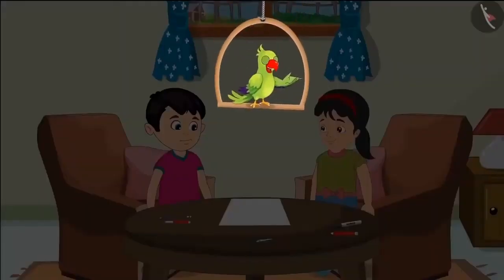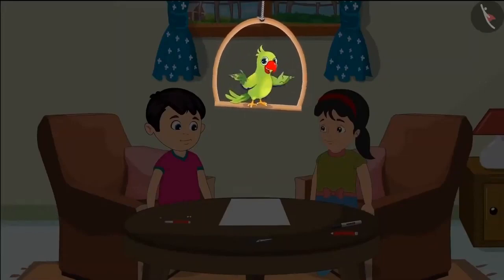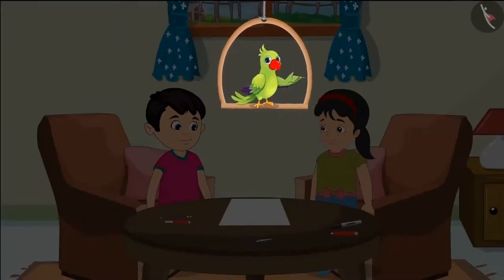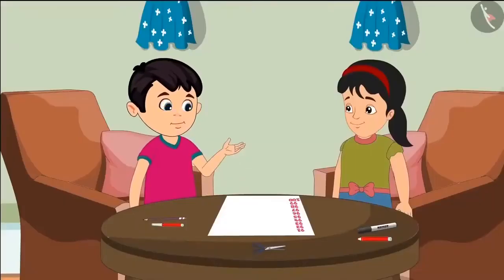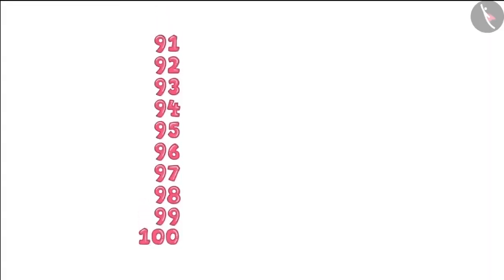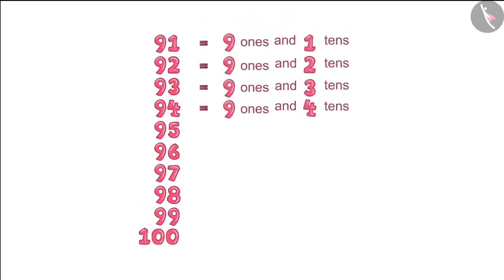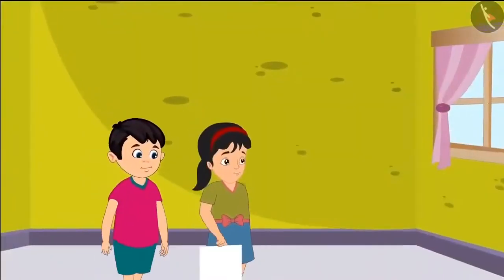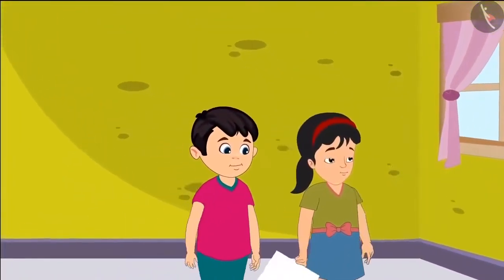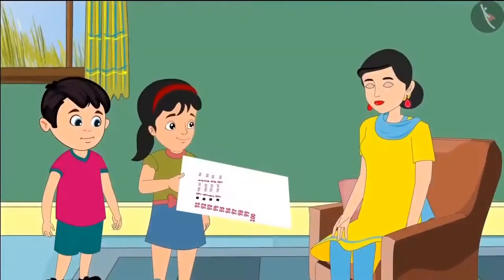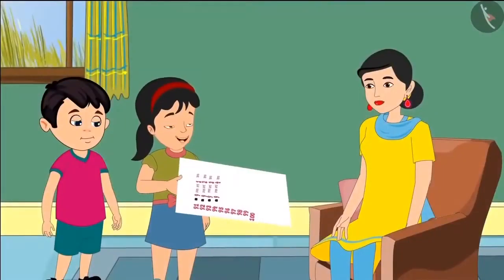Today, Chotu and Pinky's teacher has asked them to make a chart of numbers from 91 to 100. Pinky, let's write the 1s and 10s of these numbers in the chart. Okay, Chotu. Pinky and Chotu have written numbers from 91 to 100, and also written the 1s and 10s of some numbers. Both of them are going to show the chart to their mother before writing further. Mummy, look, we are preparing this chart to put in class.